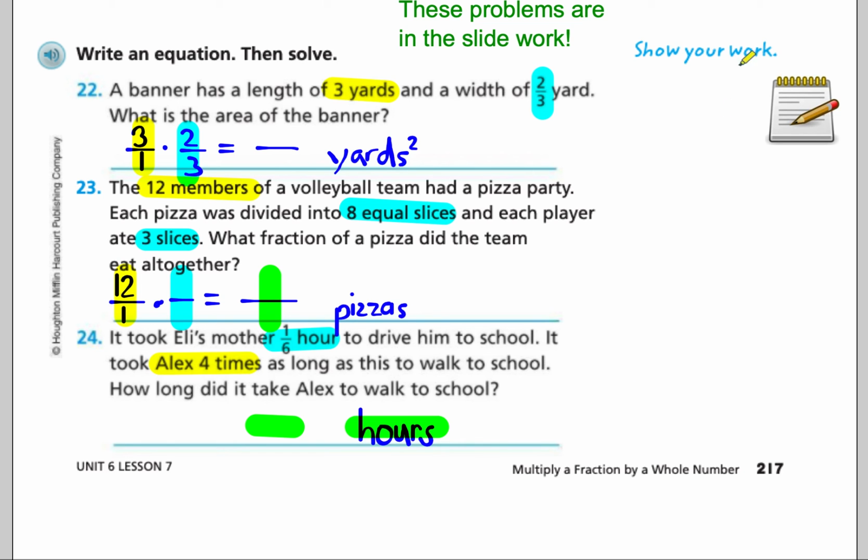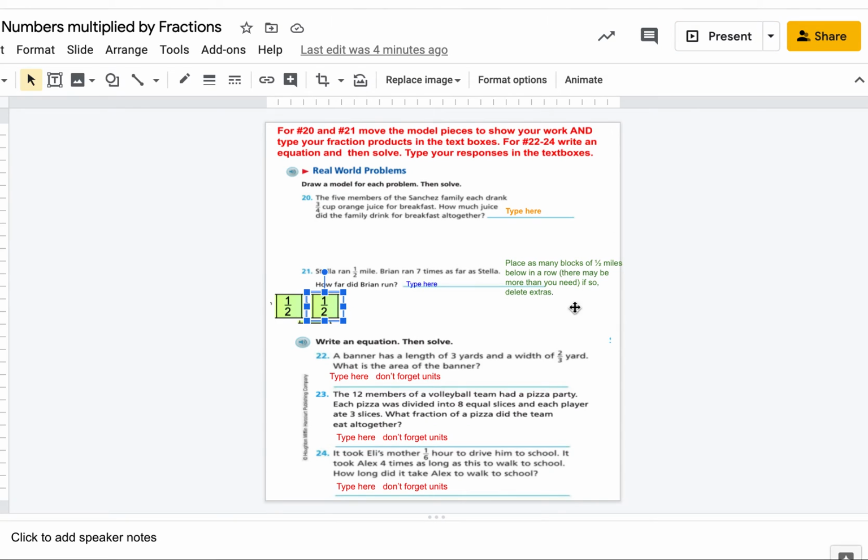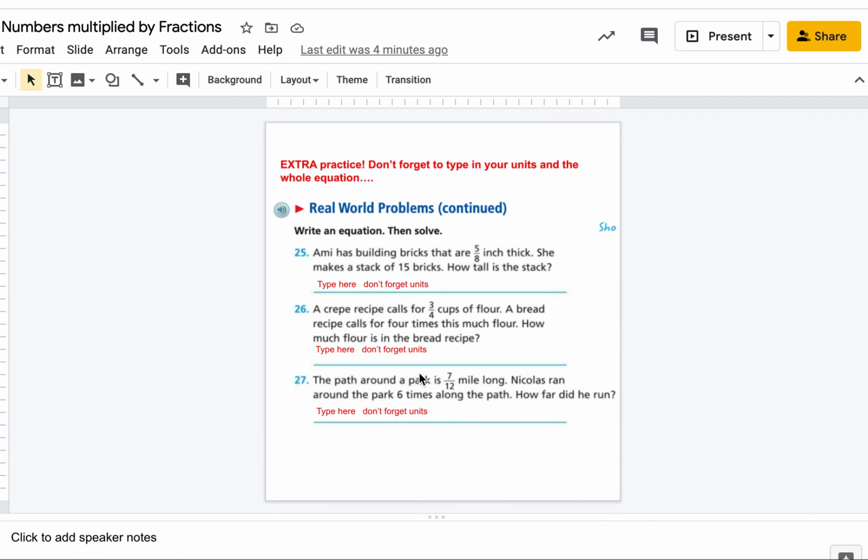On the last slide of your work is some extra work, just 3 problems. We're excited to see your work, superstars, in the Google Slides.